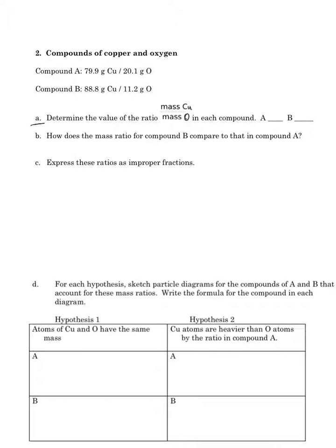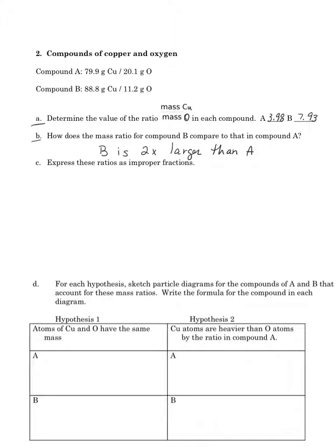If you're working through this with me for the first time, go ahead and fill in the ratio for each compound, A and B, and also how the mass ratio for compound B compares to compound A. So when you do the math, you find that the ratio for A is 3.98 and the ratio for B is 7.93. When you look at those two ratios, B is 2 times larger than A.